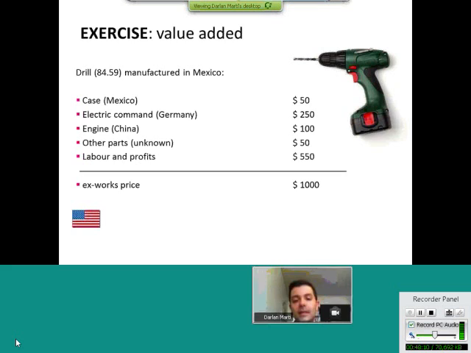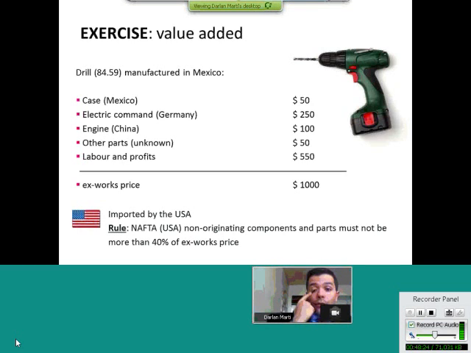Let's work out now two exercises just to illustrate the two points. This is an example using value added. Think of a rule in NAFTA that says that for a drill, the origin of the drill will be preferential if the country exporting it has added 40% of ex-works price. Ex-works price means the price immediately after production, so not taking into account any export prices.